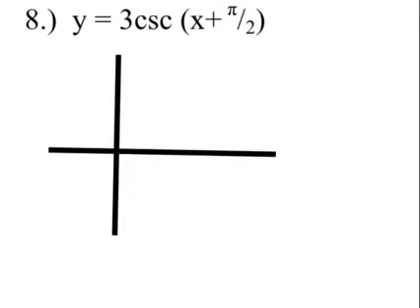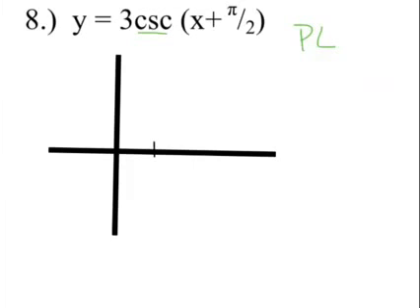Okay, last example here, number 8. It is 3 cosecant of x plus pi over 2. So we're back to sine, cosine, secant, and cosecant graphs, so we're going to follow that checklist. When we start off on this one, the first thing we're going to do is find the period length, just like always. Okay, we've got our graph.